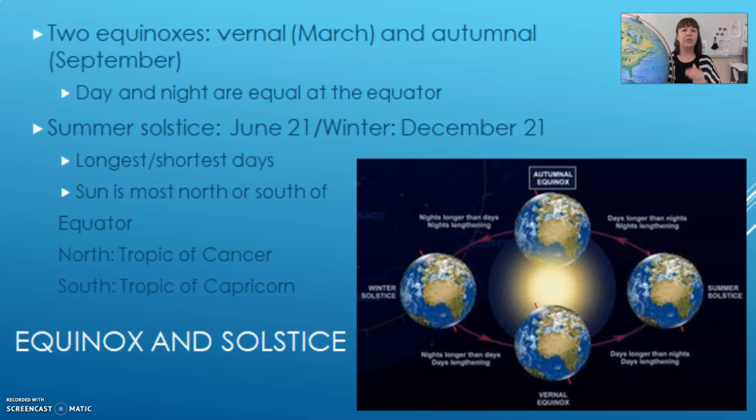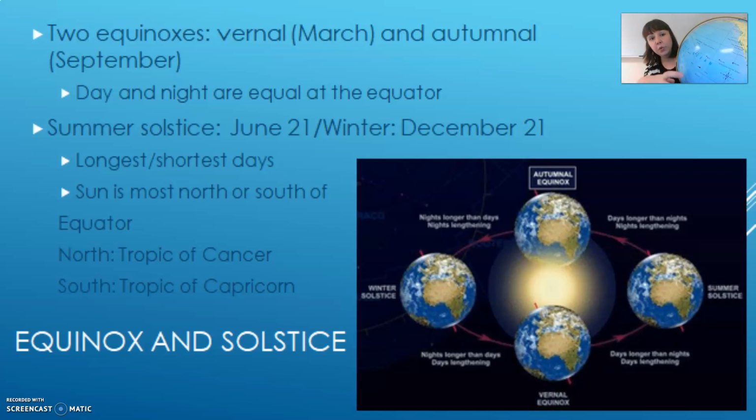So we have two what we call equinoxes, which is where the day and night are equal. So here's my world here. In March and in September, the sun shines most directly on the equator. So the days and nights are about the same length.